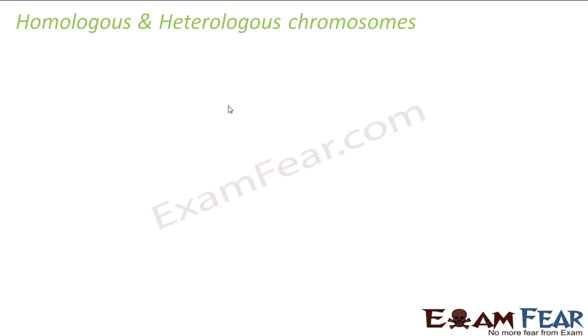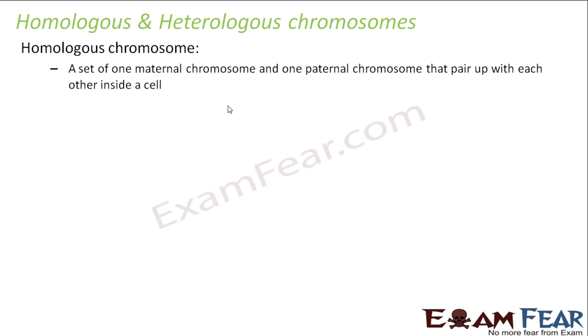Let us now see what are homologous and heterologous chromosomes. So this is again something new. When we are talking about chromosomes, it is important to know about homologous and heterologous chromosomes. Now, homologous chromosomes, let us discuss first. A set of one maternal chromosome and one paternal chromosome that pair up with each other inside a cell. So what are these homologous chromosomes?